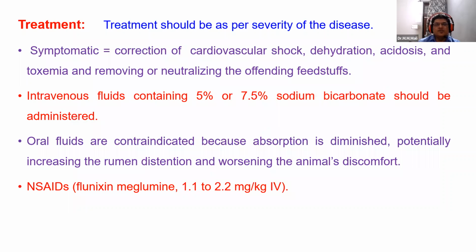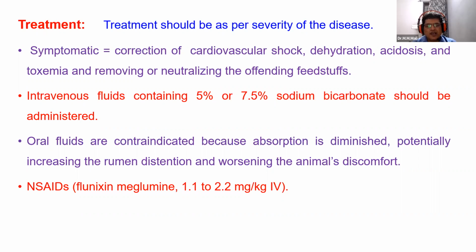Coming to the treatment, it should be initiated as per the severity of the disease. So it is always symptomatic. First, the use of intravenous fluid, so correction of the cardiovascular shock, dehydration, acidosis, toxemia, and removing or neutralizing the offending feedstuff is the primary concern. The choice of fluid is always either NS or Ringer's lactate. Intravenous fluid containing 5% or 7.5% sodium bicarbonate is always indicated. Oral fluids are contraindicated because absorption is diminished, potentially increasing the rumen distension and worsening the animal's discomfort.